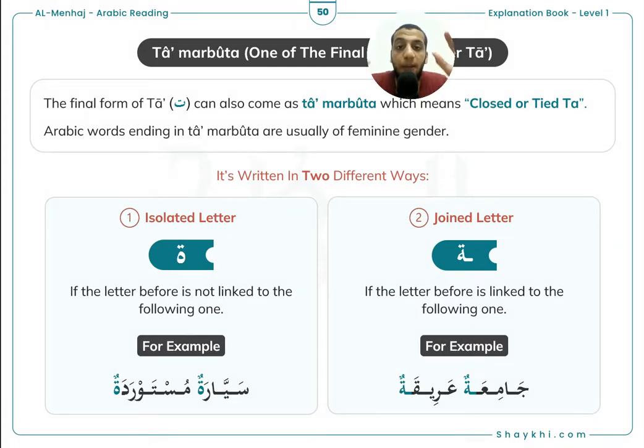So to summarize this lesson, التاء المربوطة is one of the final forms of the letter تاء, and the word marbuta means closed or tied, and it usually refers to feminine gender. It has two shapes, the isolated one and the joined one, depending on the letter before. If the letter before is linked to the next one, we use the joined letter. If the letter before is not linked to the next one, we use the isolated letter.